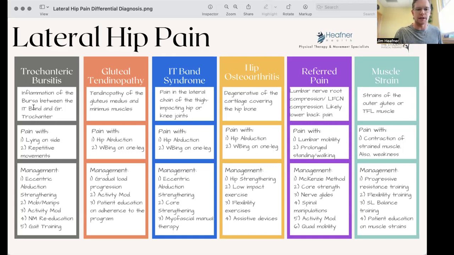So with trochanteric bursitis, let's start with all of these. With all of them, you can see that we have the common themes of gradual load progression, eccentric abduction strengthening primarily, or strengthening of the hip abductors and the hip extensors, mobilization and manipulation. For all of these, there's good evidence that you want to use manual therapy plus exercise combined. That combined treatment approach, with activity modification and patient education, is our bread and butter treatment for all of these.